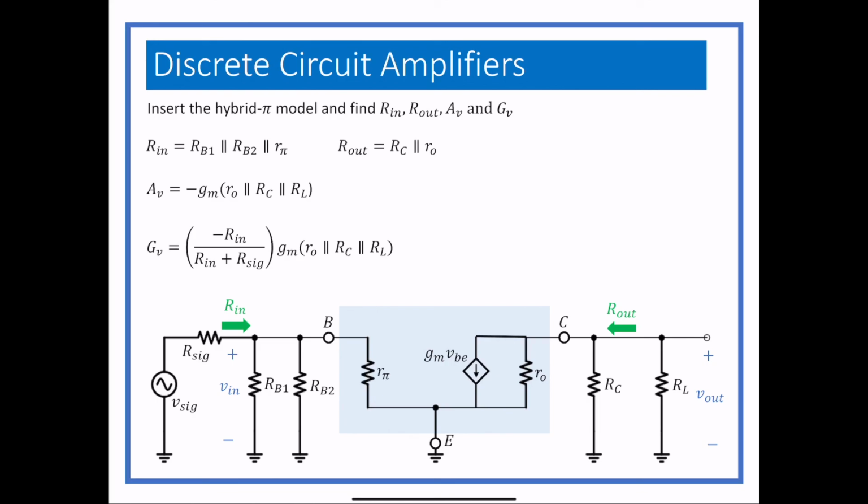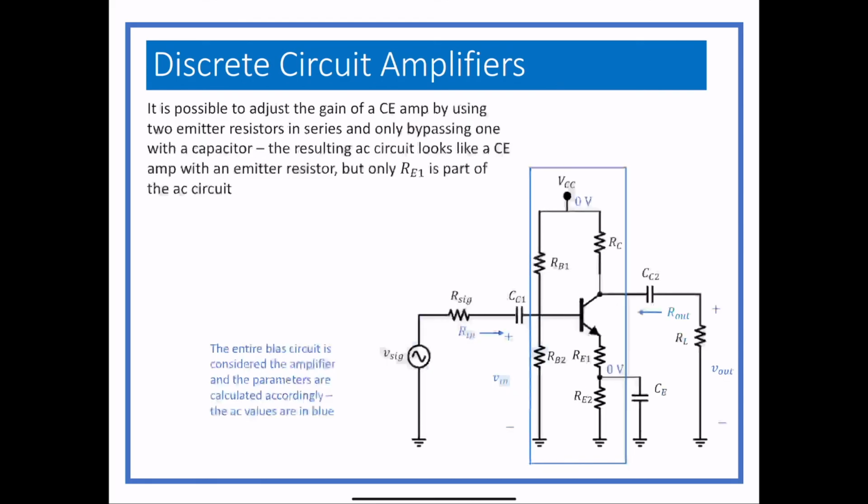Another thing that can be done is that you could adjust the gain of one of these amplifiers by using two emitter resistors. You can use one that's unbypassed and one that is bypassed. So RE1 appears as part of the DC circuit and part of the AC analysis, whereas RE2 disappears in the AC but is there in the DC. So there's a net RE for the DC circuit that's RE1 plus RE2, and when you actually analyze the circuit, RE2 doesn't figure in, just RE1.